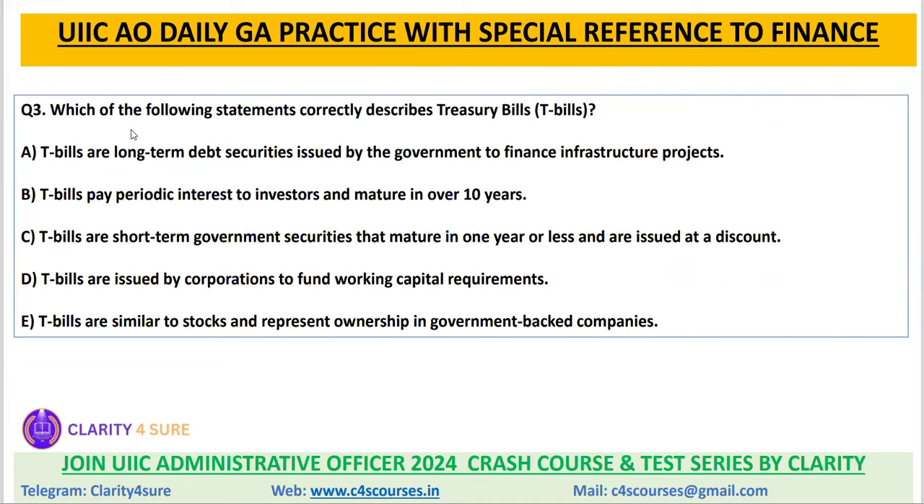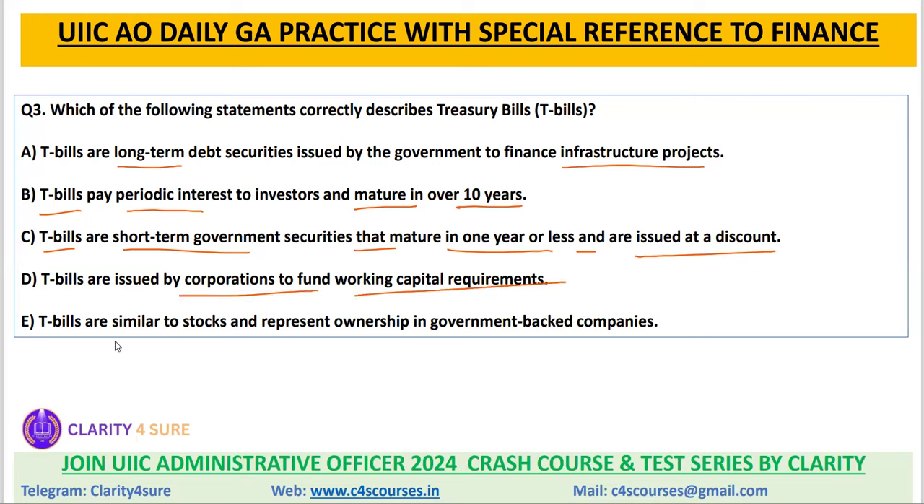Okay, so next question is, which of the following statements correctly describes treasury bills? So first option is, T-bills are long-term debt securities issued by the government to finance infrastructure projects. Next is, T-bills pay periodic interest to investors and mature in over 10 years. Next is, T-bills are short-term government securities that mature in 1 year or less and are issued at discount. Fourth is, T-bills are issued by corporations to fund working capital requirements. Next is, T-bills are similar to stocks and represent ownership in government-backed companies. So the answer to this question is C.